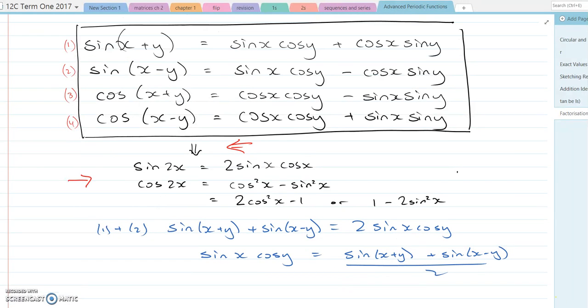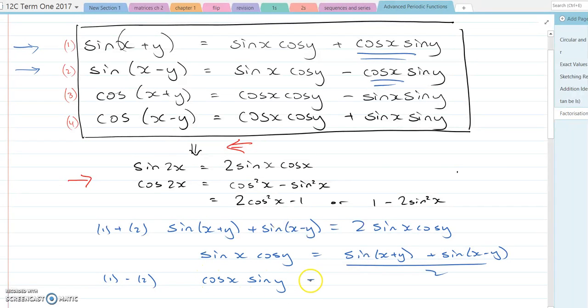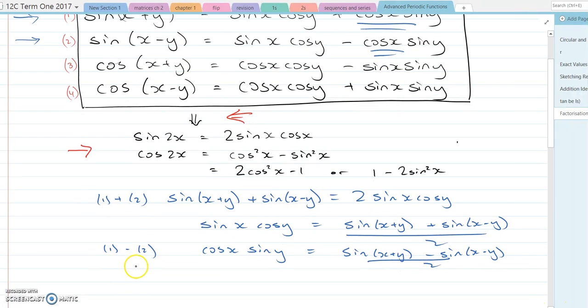And if I took equation 1 minus equation 2, it's going to double up these, minus a minus of those. So I'm going to get cos x sine y equals, and on the right side, since I'm doing 1 minus 2, sine of x plus y minus sine of x minus y, over 2. Okay, I can do the same with these cos equations.